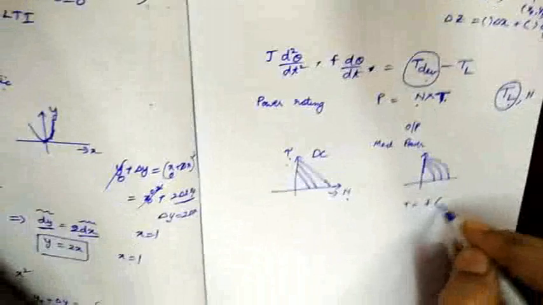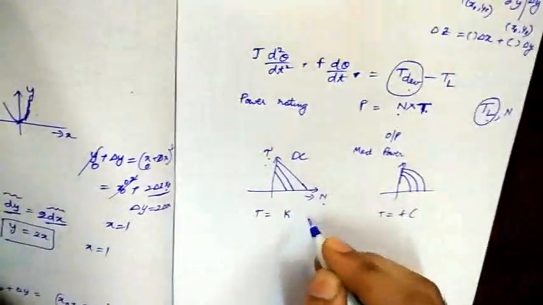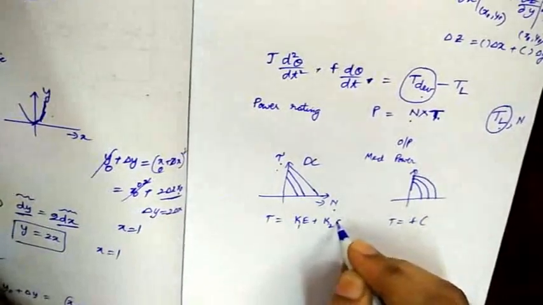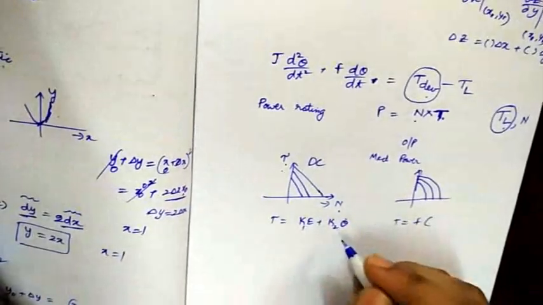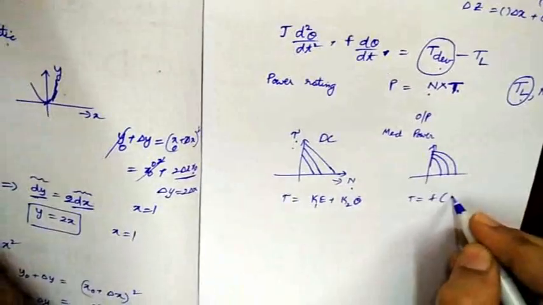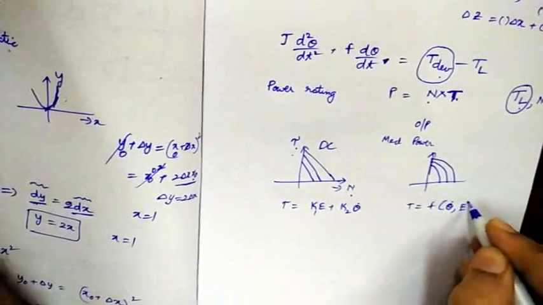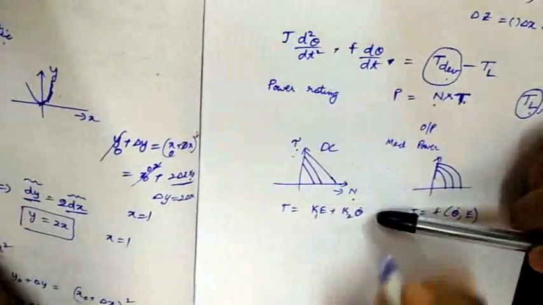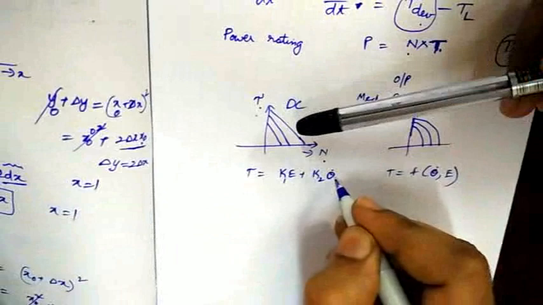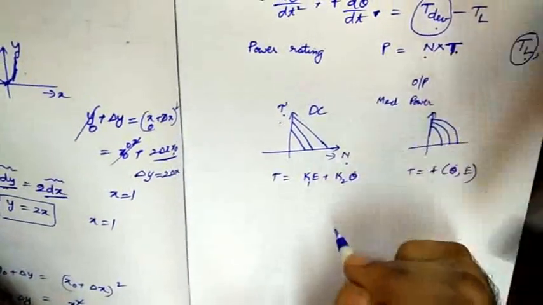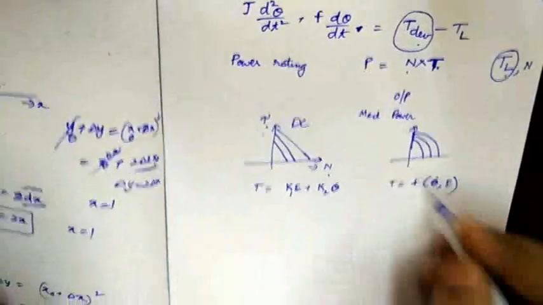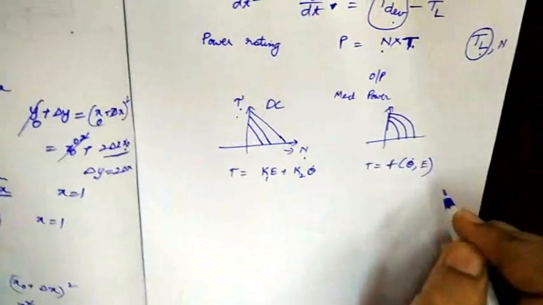So torque is a function of, for the DC motor, some constant multiplied into E and some other constant multiplied into theta dot. But for the AC motor it will be a function of speed and E. Theta is the angular position, theta dot is the angular velocity, the speed. E is the applied voltage. Here also, the same thing, E is the applied voltage. So it will be a function of theta dot and E.